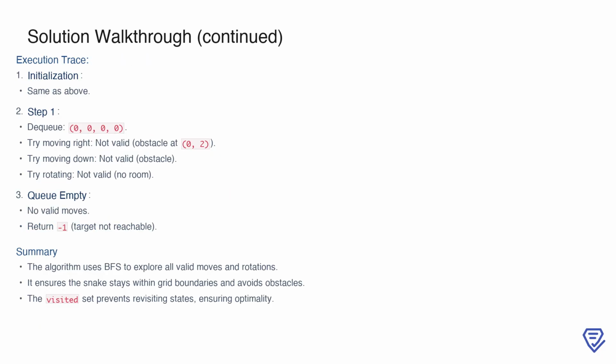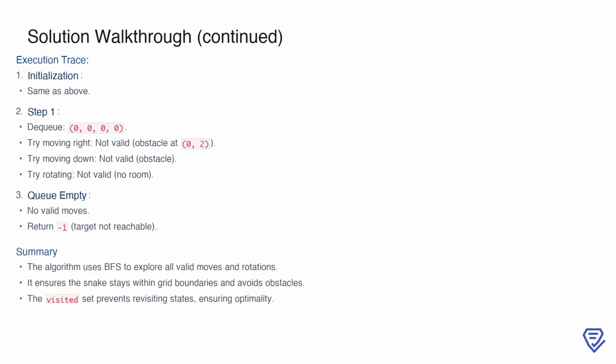Finally, let's look at a scenario where reaching the target is impossible. In this grid, the snake's path is completely blocked by obstacles. The initialization is the same, and we start by dequeuing the initial state 0, 0, 0, 0. The first move we try is to the right, but it's not valid because there's an obstacle at 0, 2. Next, we consider moving downward, which is also not valid since the snake would collide with obstacles in the first column. Rotating the snake isn't an option either, as there isn't enough space.